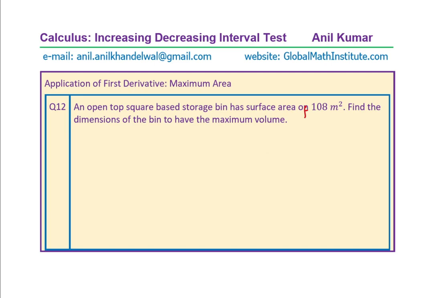Question number 12. We have an open top square base storage bin which has a surface area of 108 meters squared. Find the dimensions of the bin to have the maximum volume. So make a sketch and then do it.